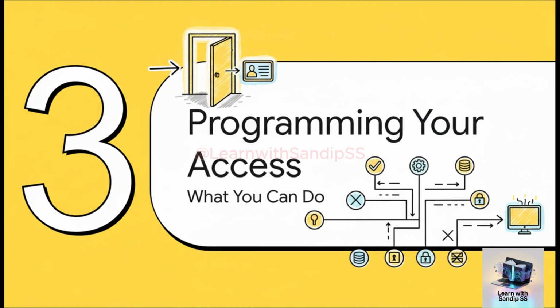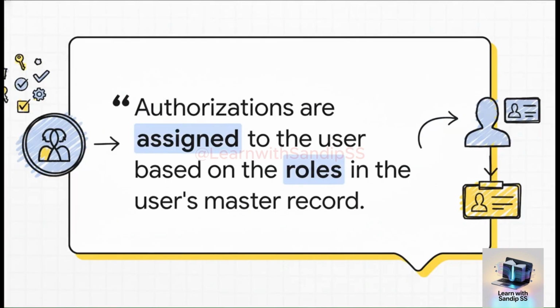Now what? See, just having an ID is, well, kinda useless on its own. You need permissions. This next part is all about programming what you're actually allowed to do now that you're inside. This quote right here basically explains the entire logic of SAP security. Instead of trying to give people hundreds of individual permissions one by one, which would be a nightmare, the system bundles them into what are called roles. And these roles match up with real-world jobs. So, if you're hired for the sales team, you get the sales role. And boom, you instantly have all the permissions you need and, just as importantly, none of the ones you don't.